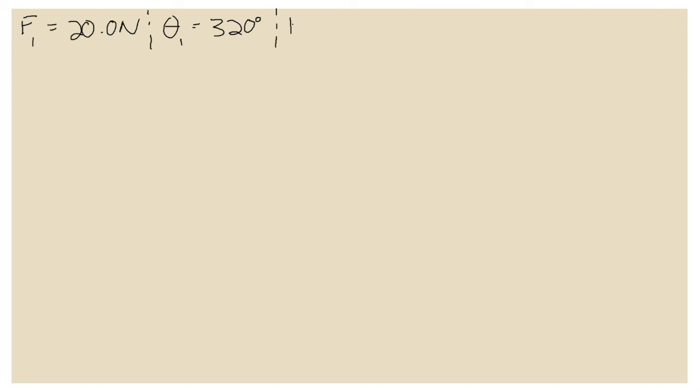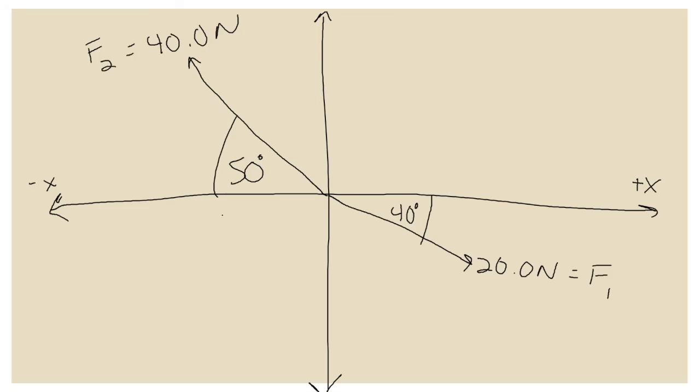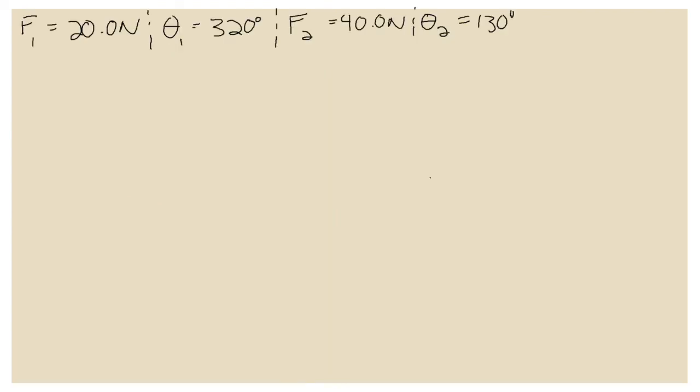That means our F2 is going to be 40.0 newtons. And the angle is going to be 130 degrees. Theta 2 is 130 degrees. And that's because we want to reference this to the positive x-axis. And so if this is 50 degrees over here, that means it's going to be 130 to the positive x-axis. And of course, we're looking for Fnet.